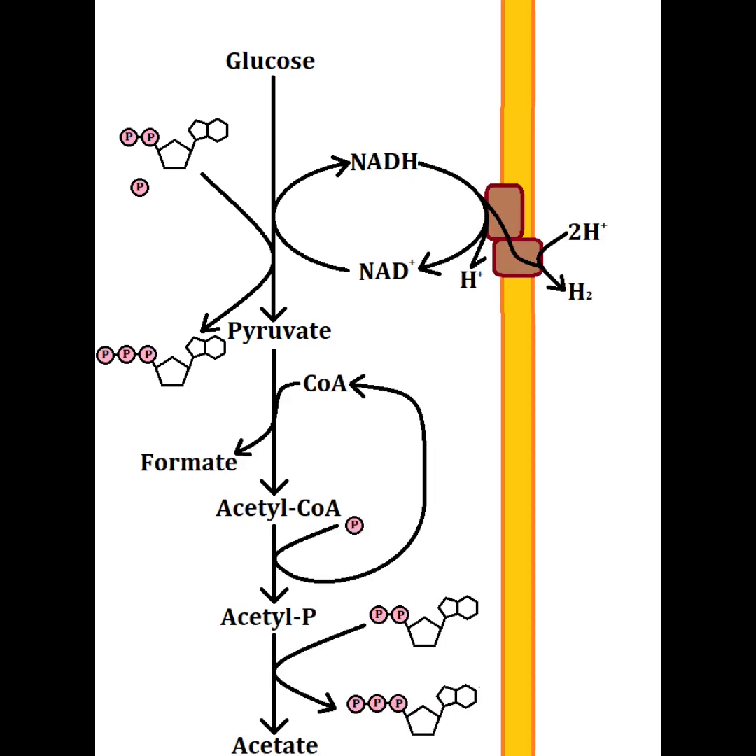Although, one way early fermenters could have their cake and eat it too was to use a hydrogenase enzyme to oxidize the NADH, producing hydrogen as a fermentation product.